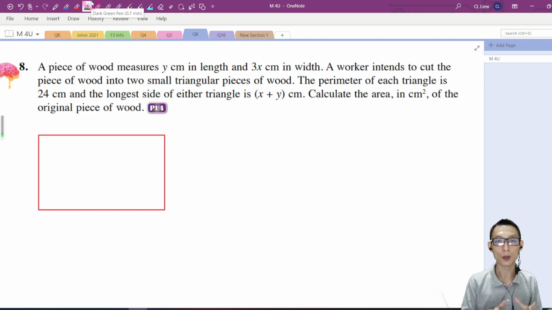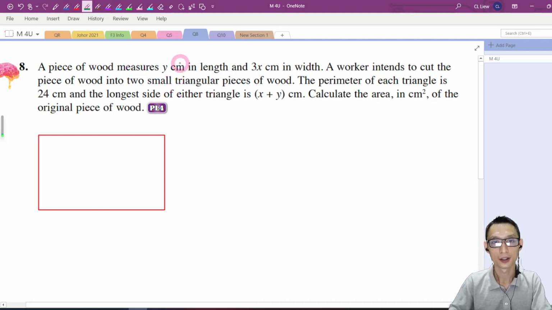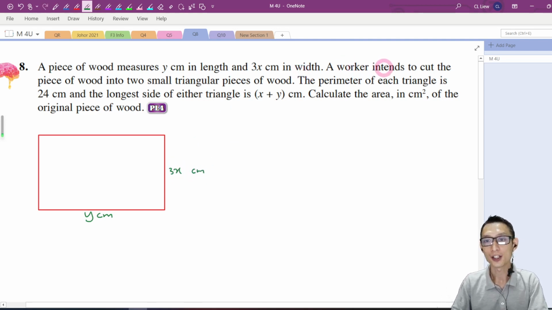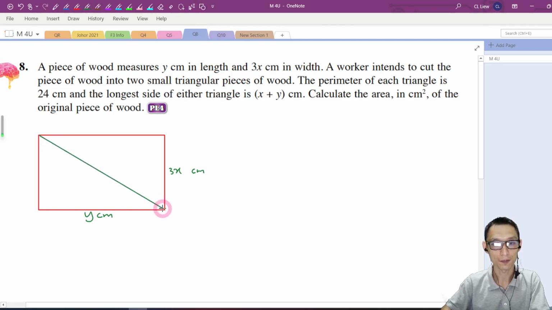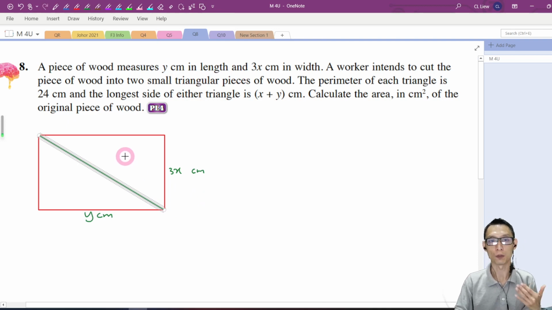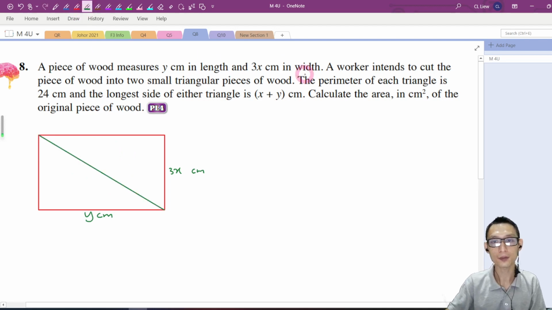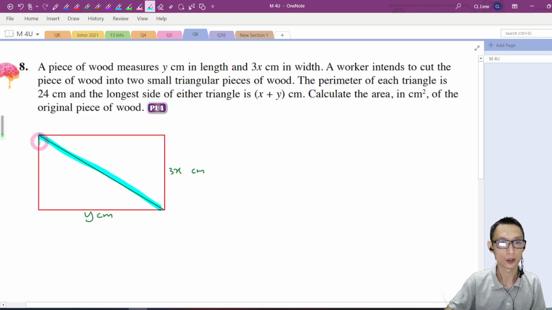When we see a diagram, it's actually easier for us to get the idea how to solve it. Y centimeter in length and 3x centimeters in width. A worker intends to cut the piece of wood into two smaller triangle pieces of wood. This means that the worker is going to cut this way. Okay, now you will get two smaller triangular pieces of wood if you cut it this way. The perimeter of each triangle is 24 centimeters. Let us just focus on one piece of triangular wood.